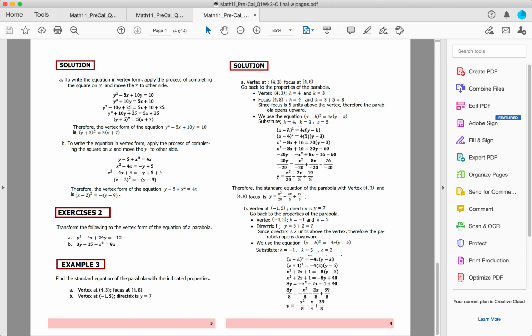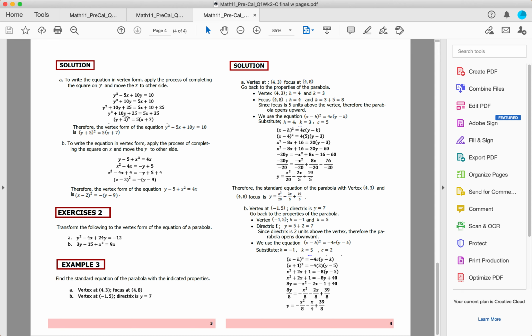Now, where did we get 25 from? Since we want it to be in vertex form, we want it to be a perfect square trinomial. So y squared plus 10y plus something to become a perfect square trinomial. To do that, divide 10 by 2 and then square it. 10 divided by 2 is 5. 5 squared is 25. That's why you got 25 here. So y squared plus 10y plus 25. Since this is an equation and you have added 25 on the left side, you have to do the same thing on the right side. So plus 25 here, plus 25 here.